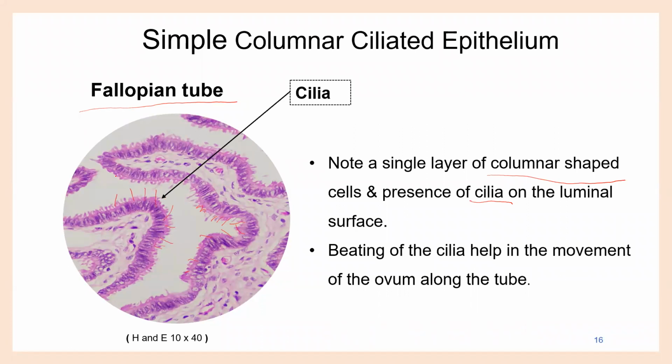The cilia will beat in one direction. So cilia in the fallopian tube will beat towards the body of the uterine cavity, and they help the ovum to travel along the tube. Again, this is an H and E section, fallopian tube, 10 to the power 40.